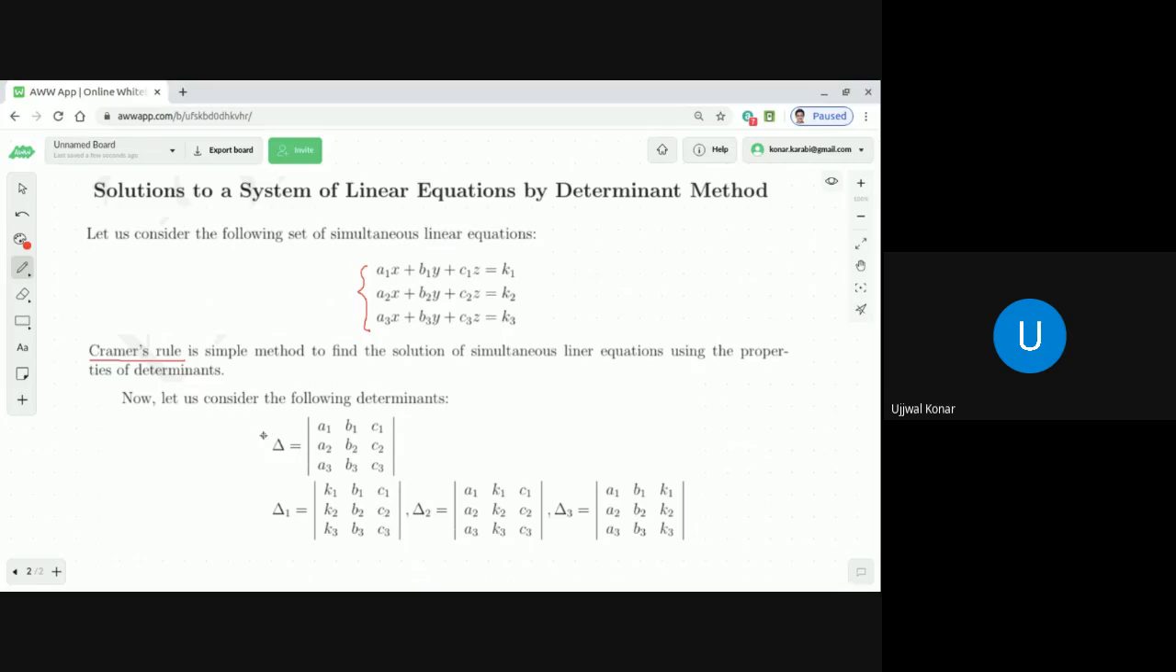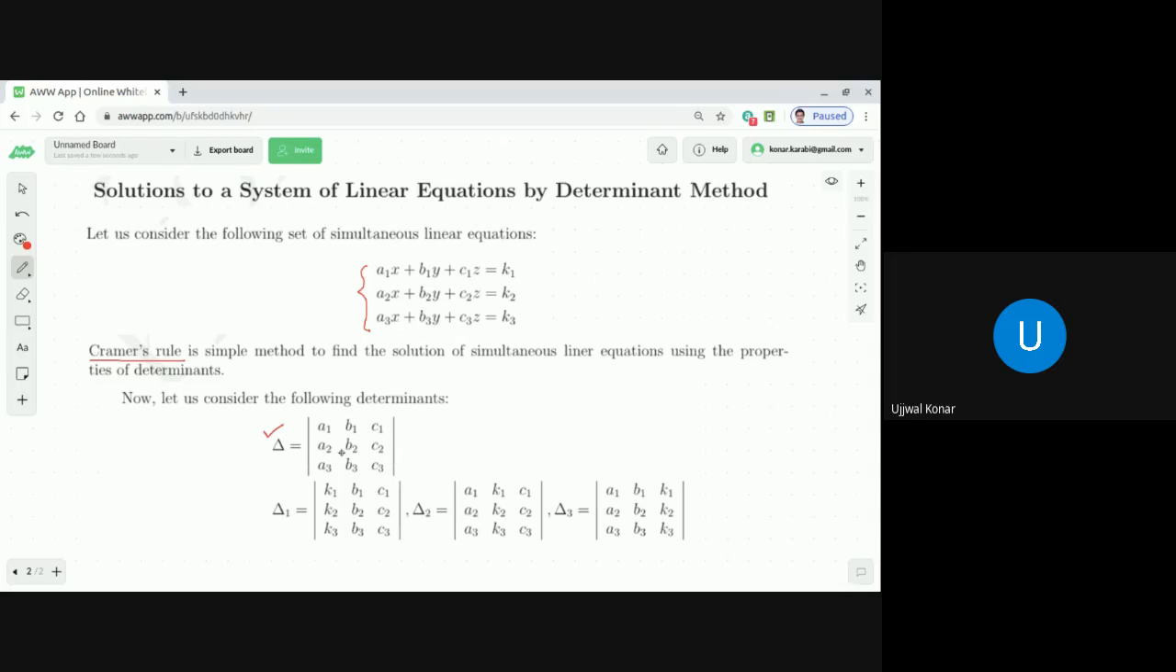That means if you see the delta, it contains A1, B1, C1, A2, B2, C2, A3, B3, C3. What are A1, B1, C1? They are the coefficients of x, y, z in the first equation. What are A2, B2, C2? They are the coefficients of x, y, z in the second equation. What are A3, B3, C3? They are the coefficients of x, y, z in the third equation. So that's my delta. From delta, we are forming three more determinants, delta 1, delta 2, delta 3.